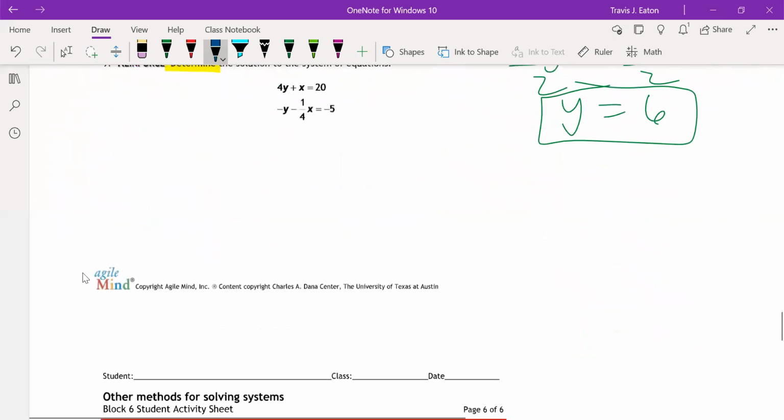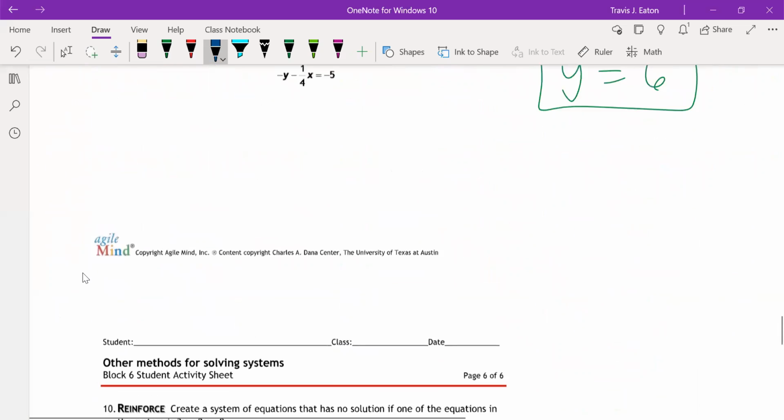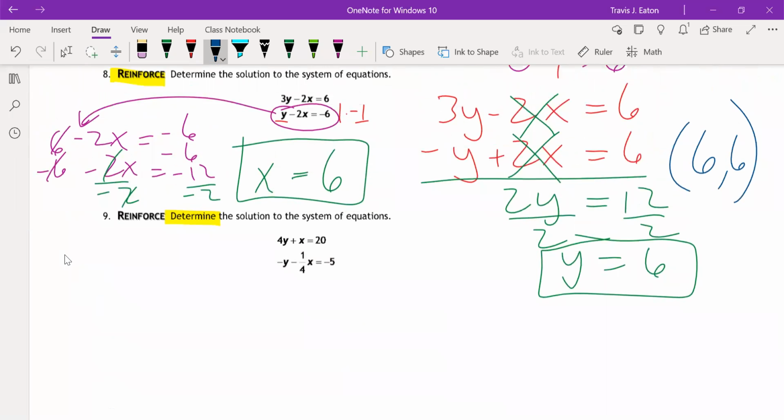Okay, well, we are very, very close to the end of this. But you know what? I'm going to give you guys a break. I'm not going to assign any homework over a 3-day weekend.